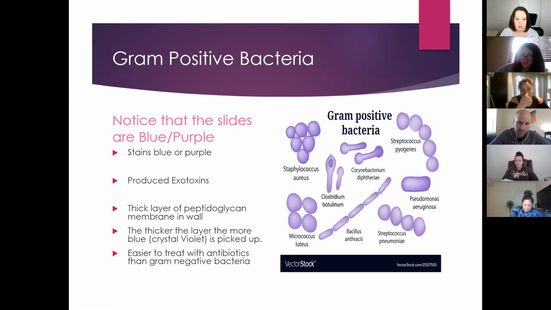So gram-positive bacteria, what makes positive and negative bacteria different from each other is their cell wall structure. With gram-positive bacteria, they're going to be easier to treat. They do have a thick layer of peptides that create the cell wall. The thicker the cell wall, the more blue or purple will be picked up on the slides. And remember that this one is easier to treat with antibiotics than the gram-negative, excuse me.